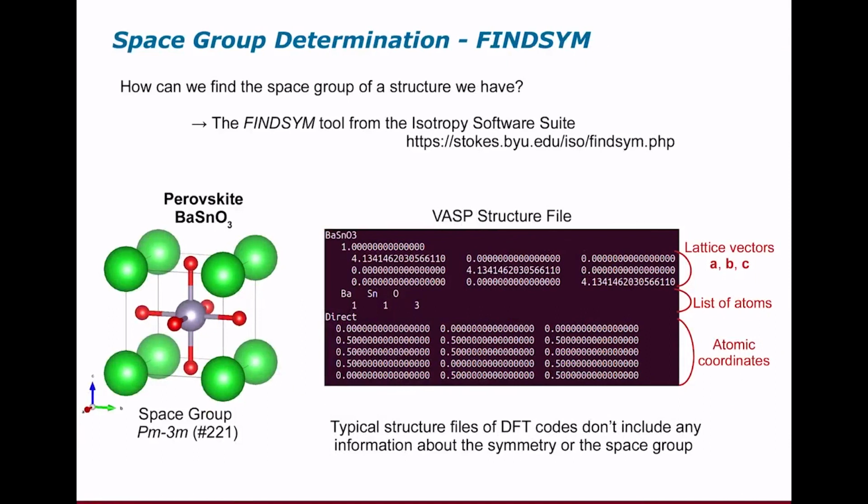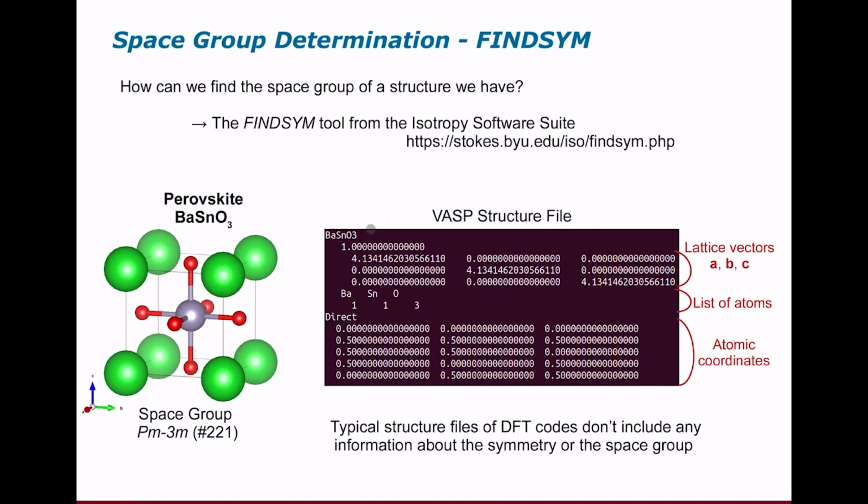The VASP structure file consists of three main blocks, let's say. The first block is the lattice vectors. These define the shape and size of your unit cell. Then you have a list of atoms. Say I have 1 barium, 1 tin, and 3 oxygen atoms. And then I have the coordinates of each atom. Here I have them in direct coordinates, so in reduced coordinates, which means that if, let's say, the third row is 1/2, 1/2, 0, it means the Cartesian coordinate of the atom is 1/2 times the first lattice vector plus 1/2 times the second lattice vector.